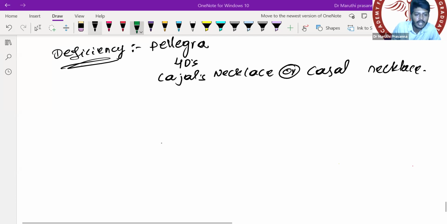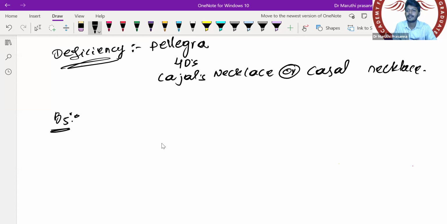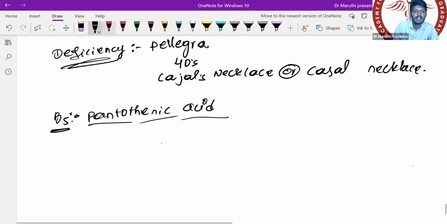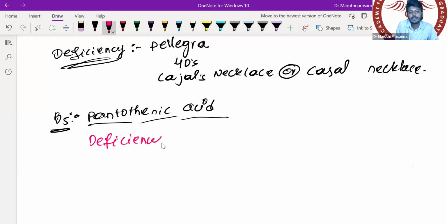B3 is done. Then we'll go to the next one, B5. What is that? Vitamin B5 is also called pantothenic acid. We need to remember only one important aspect: deficiency leads to which disorder? Deficiency leads to restless leg syndrome.